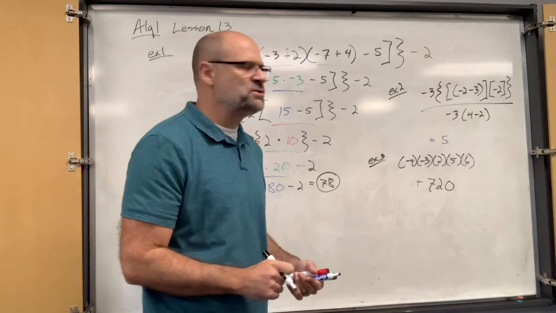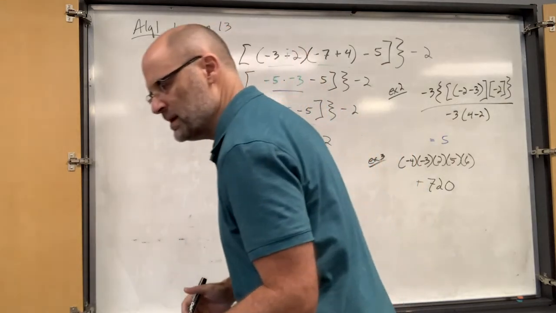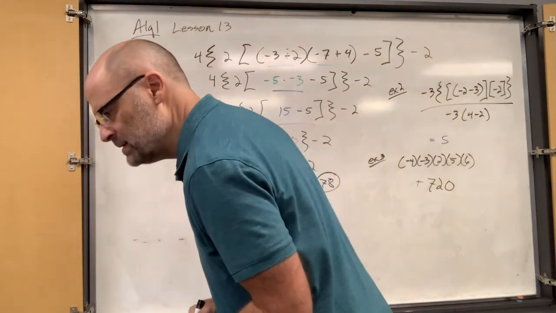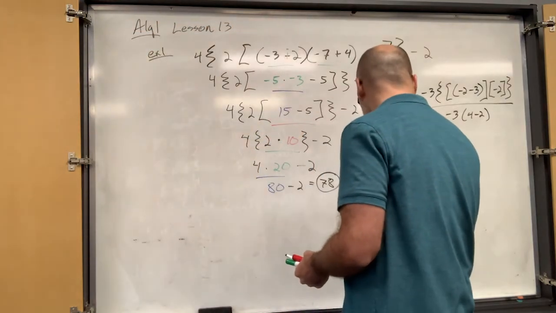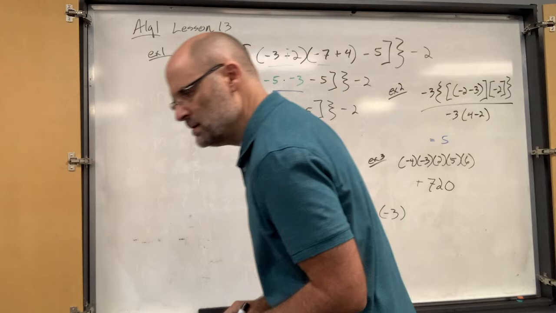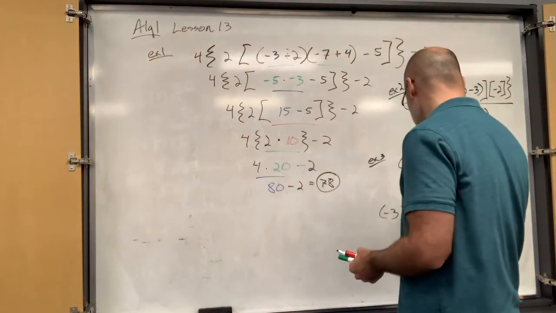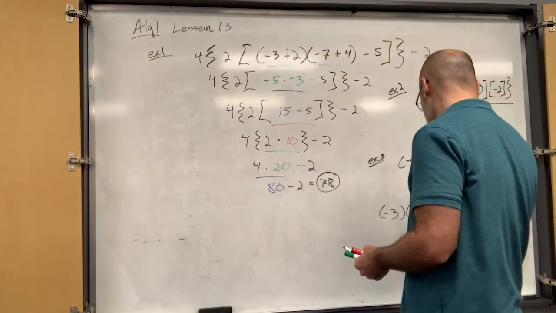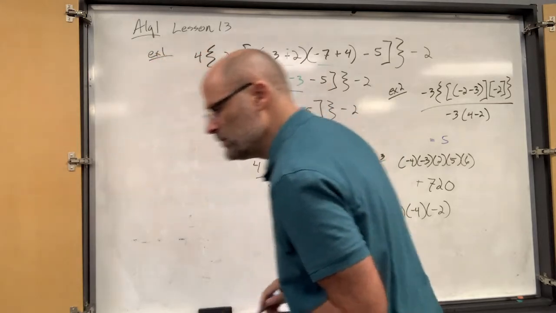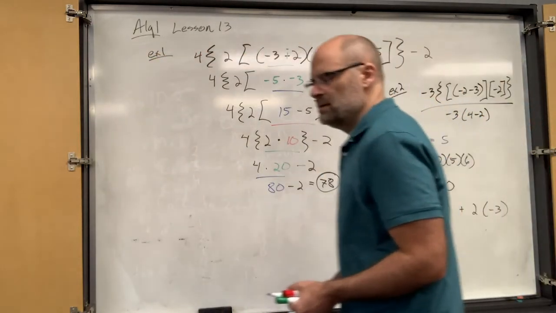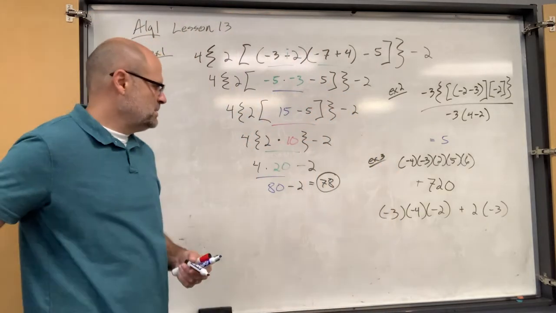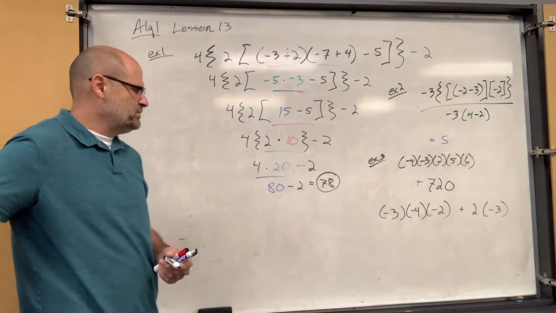So the tricky part, let me just do one more thing, and then we'll be good. So this is example 3C. -3 times -4 times -2 plus 2 times -3. Okay, you guys want to hammer that out? What is it?